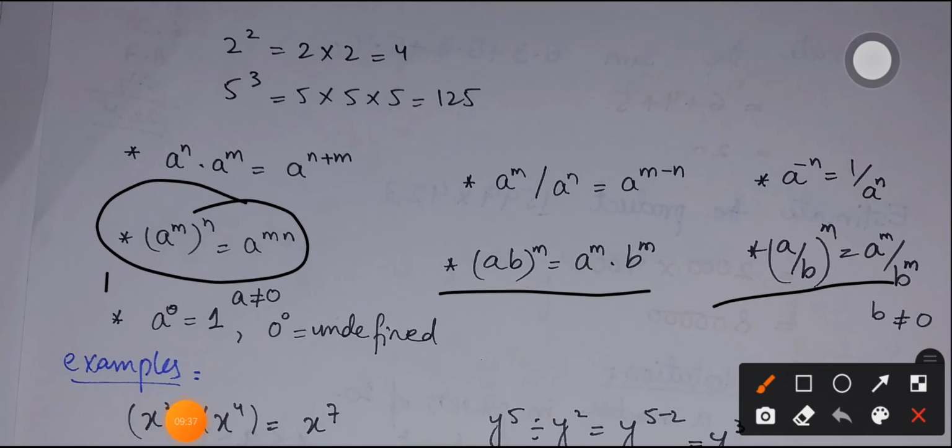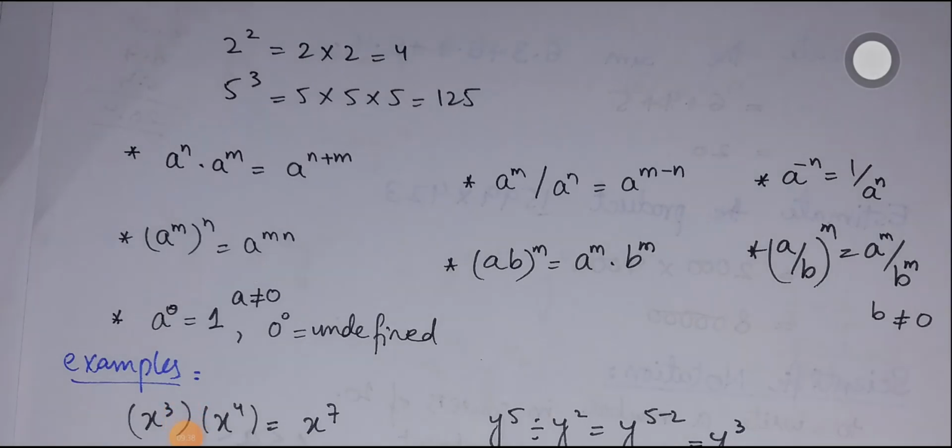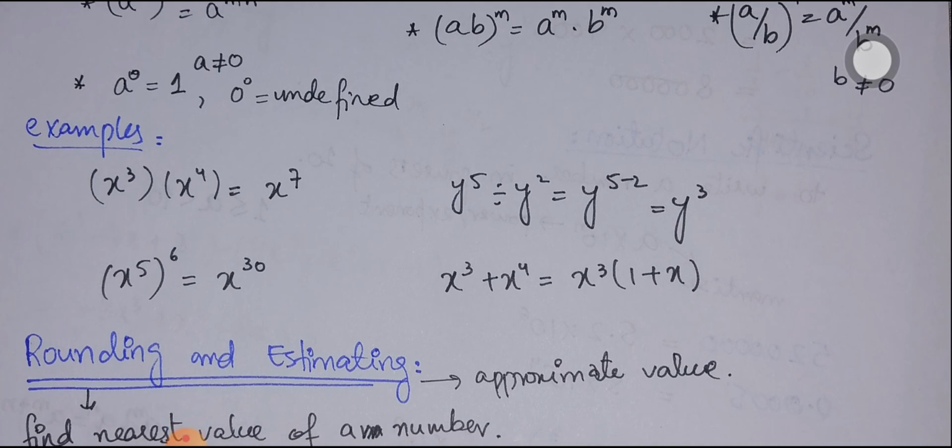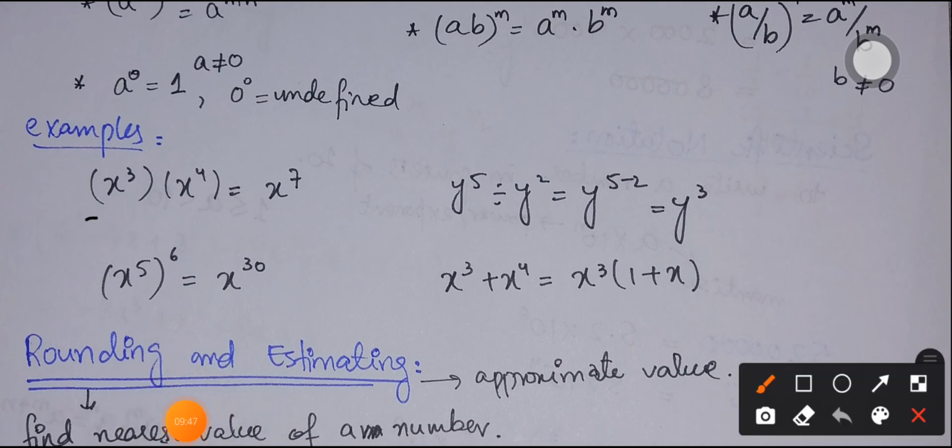Next, we have some examples for integer exponents, and we will apply the properties. So x power 3 into x power 4, we will simply add the powers because the same bases are multiplying over here. So I will get x power 7. Then for division, we have to perform subtraction, that is y power 5 divided by y power 2. So I will get y power 5 minus 2, that is y power 3.